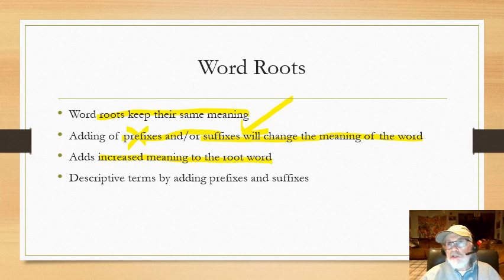Okay, so it's just like adding more parts to this term. The more I add to it, the more the word becomes embellished, the more precise that definition becomes. And again, the descriptive terms are increased by adding suffixes and prefixes, like we've shown already.